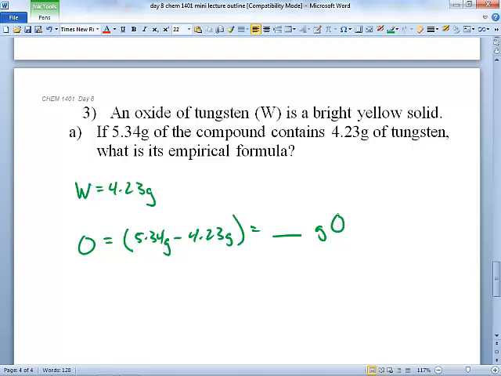Oh, don't worry about sig figs. You could have just written 0.023, that would be good enough. And now do the same thing with the grams of the oxygen, and then divide through by the smallest.